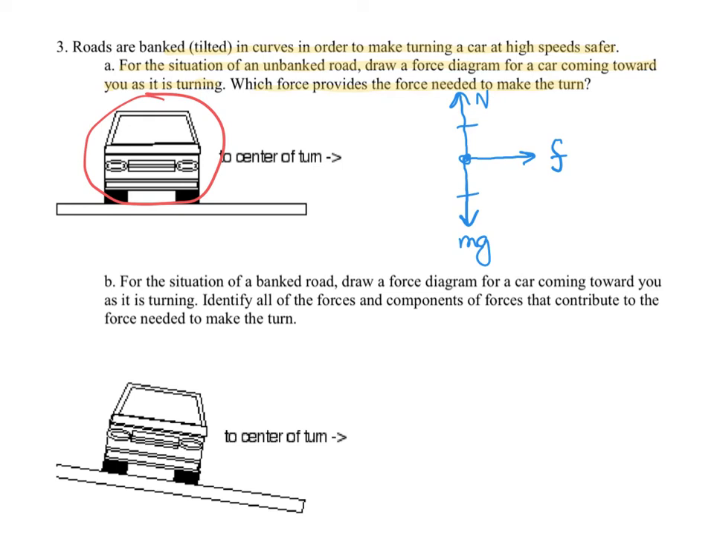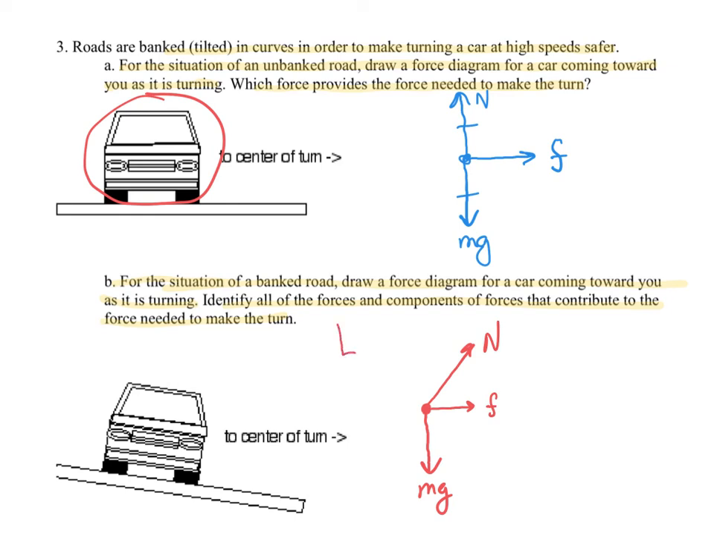Now you've got a banked road. Draw a force diagram for the car coming towards you as it's turning with the banked road. As it's turning, identify all the forces and components that contribute. So this is a little different. Now I still have mg straight down. I'm going to draw it about the same length. But now the normal force is up at an angle. Okay? So let's label that. And I still have some friction, so I still have a component of friction in that direction.